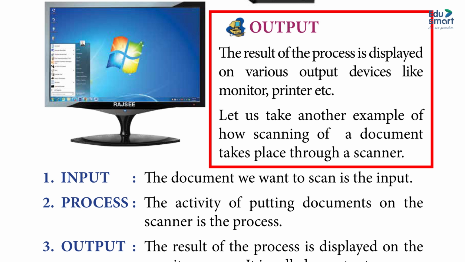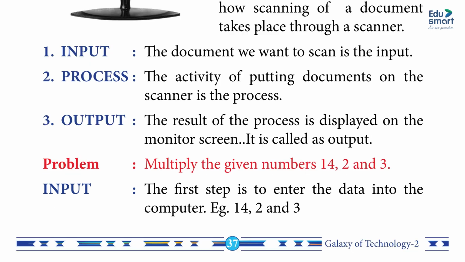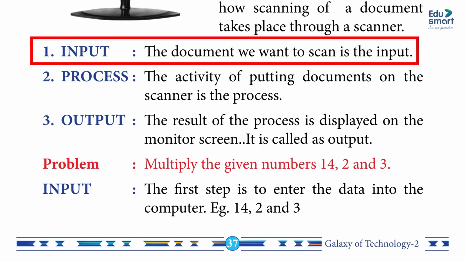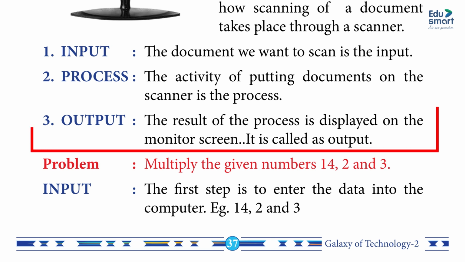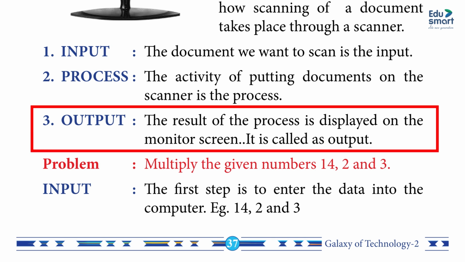Let us take another example of how scanning of a document takes place through a scanner. Input: the document we want to scan is the input. Process: the activity of putting documents on the scanner is the process. Output: the result of the process is displayed on the monitor screen is called as output.